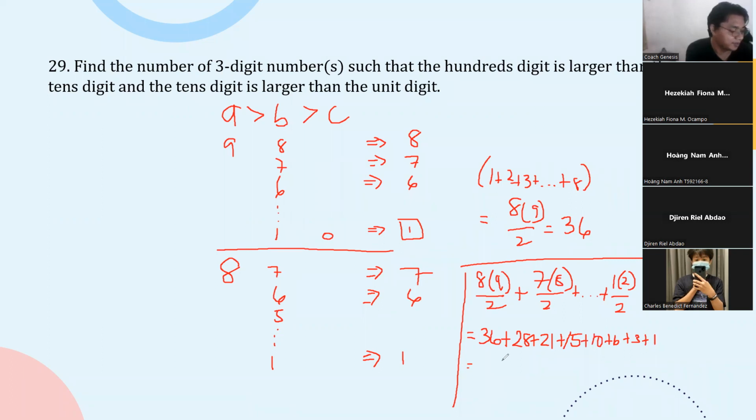So how many do we have? Let me just check. 36 plus 28 plus 21 plus 15 plus 10 plus 6 plus 3 plus 1. The answer is 120. So you have 120. So the answer for number 29 is 120.